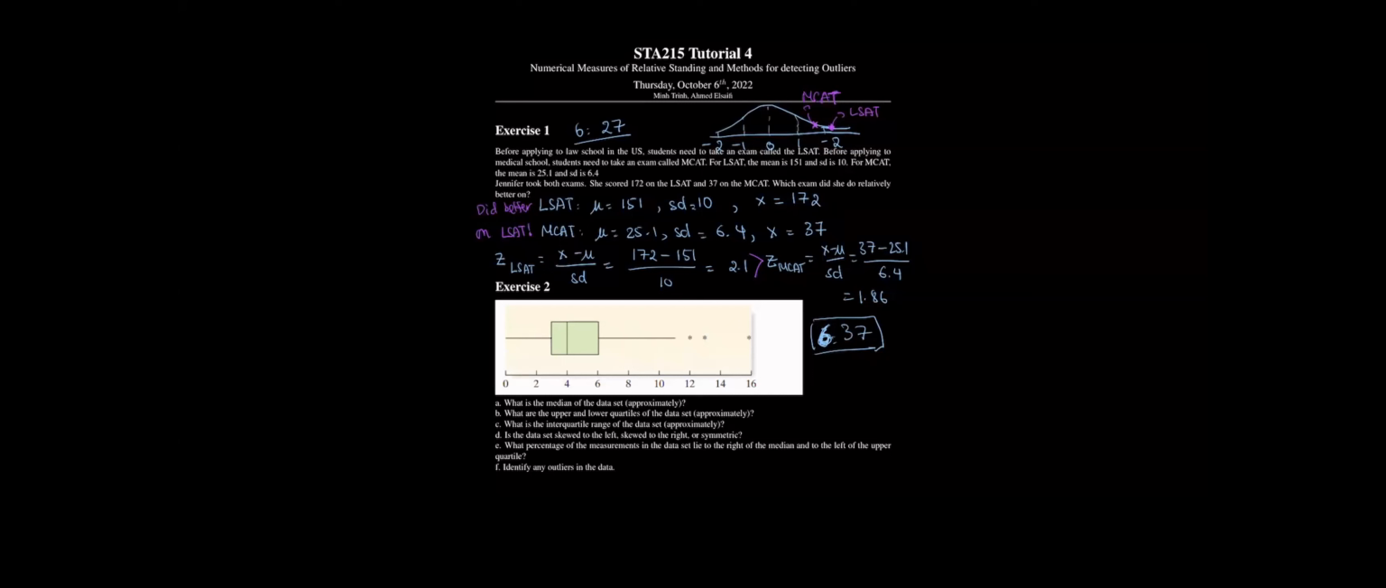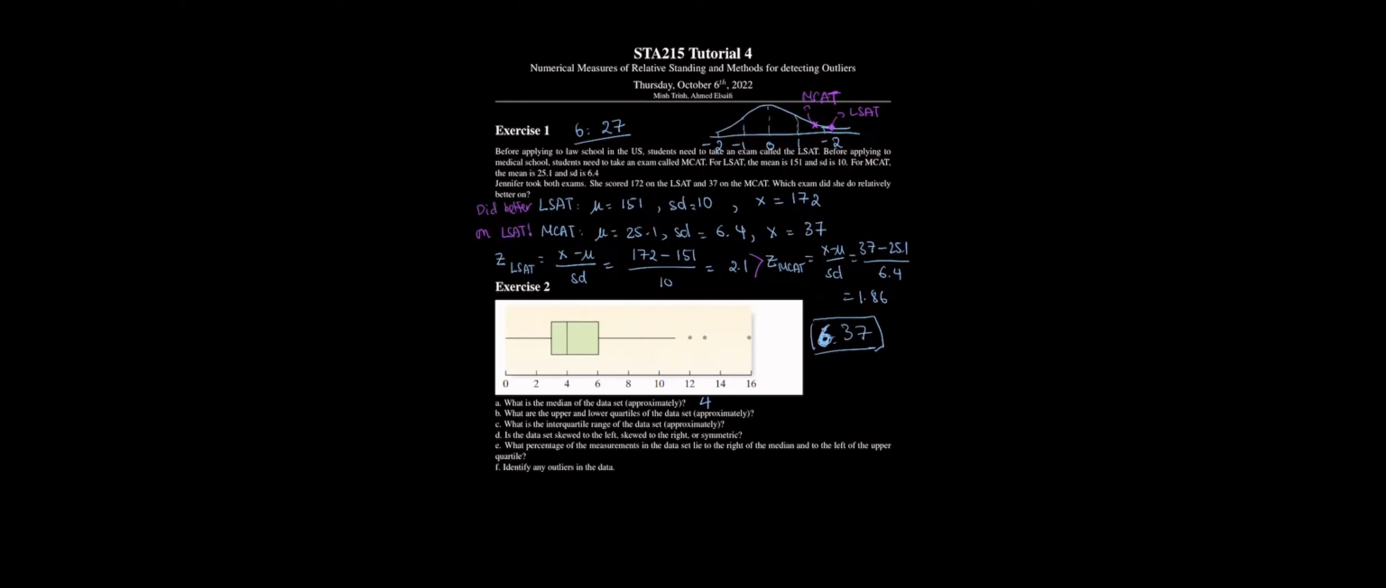Okay, let's look at this exercise. What is the median of this data set based on this box plot? 4, yes. So the median we can find by the middle line in the box plot, and this one corresponds to 4. So the median is 4.